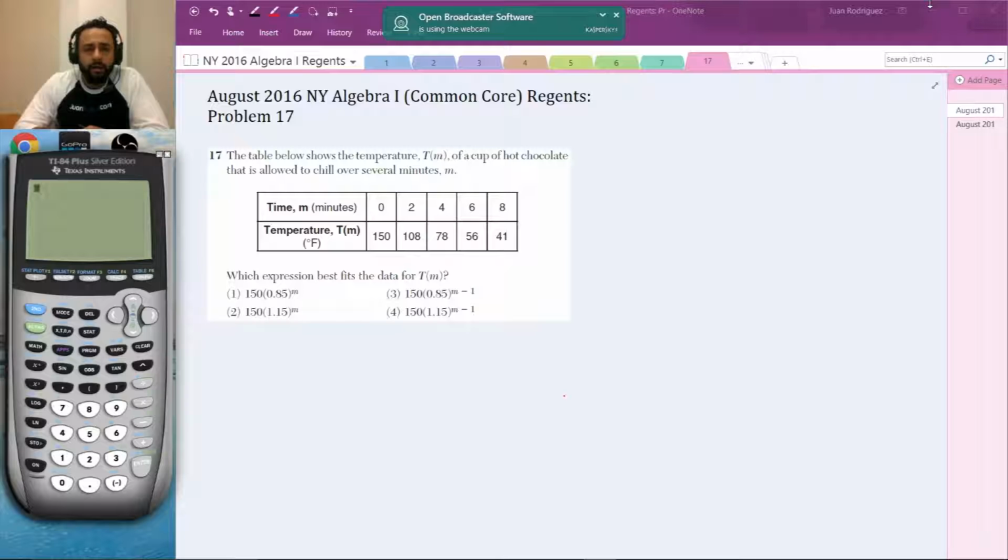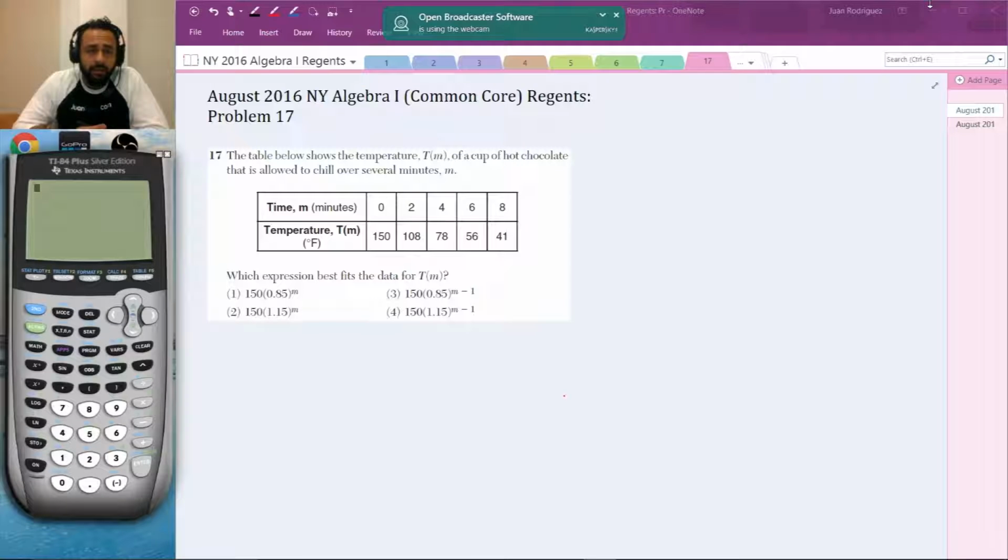Today we're working on the August 2016 New York Algebra 1 Common Core Regents exam, problem number 17. If you want to access any of these exams, go online to nysedregents.org. Click on the appropriate tabs, and all the tests are available to you for free.